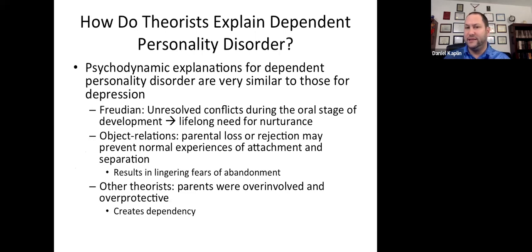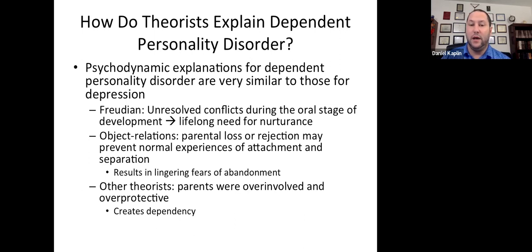So how do we explain the development of dependent personality disorder? Well, first, let's look at psychodynamic principles. From a Freudian lens, the oral stage of development is when attachment and feeding practices are developed. So if there's unresolved conflict in the oral stage, there could be a lifelong need for nurturance.